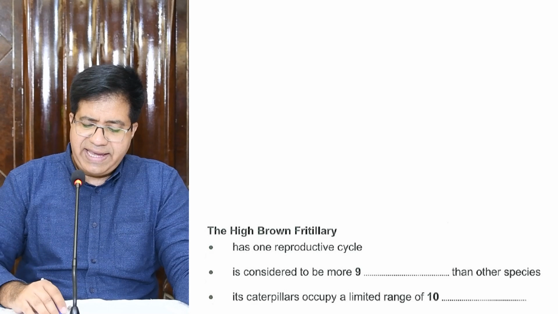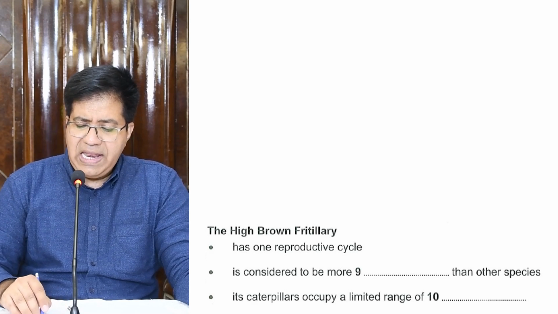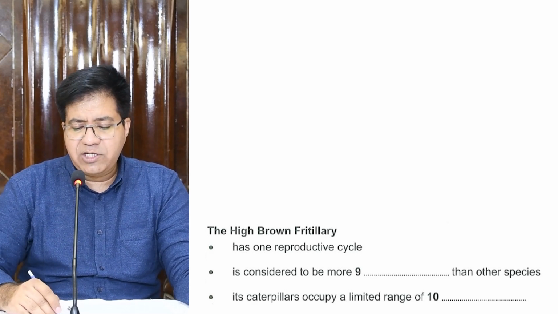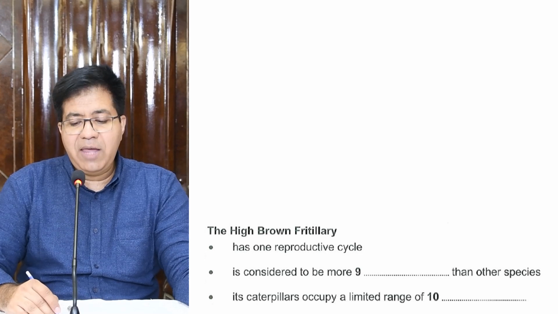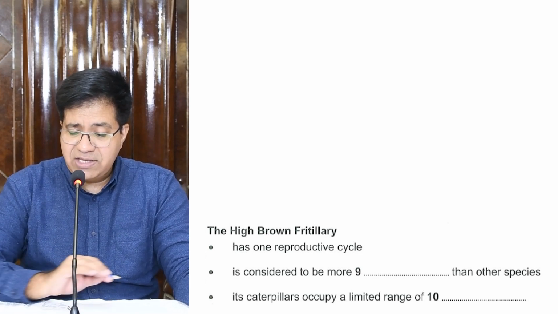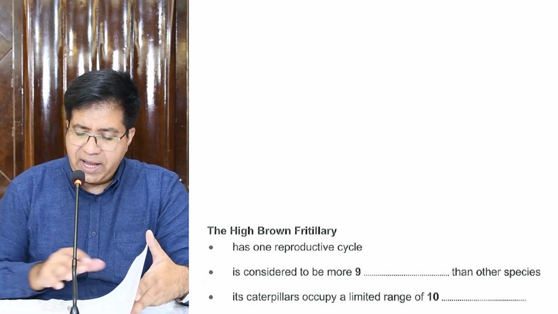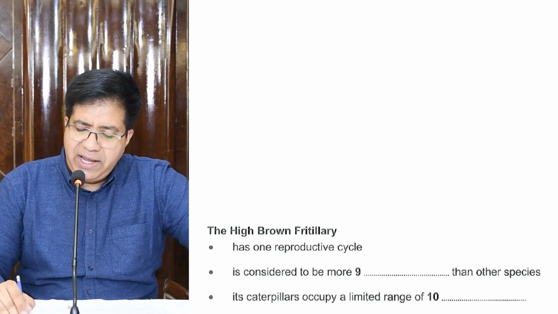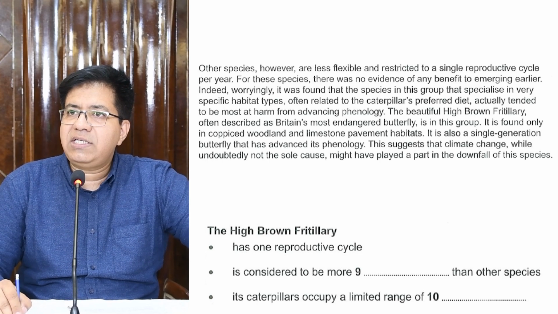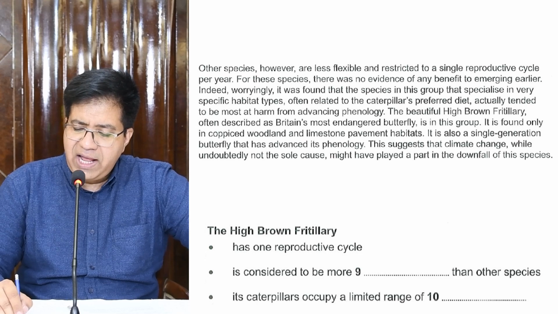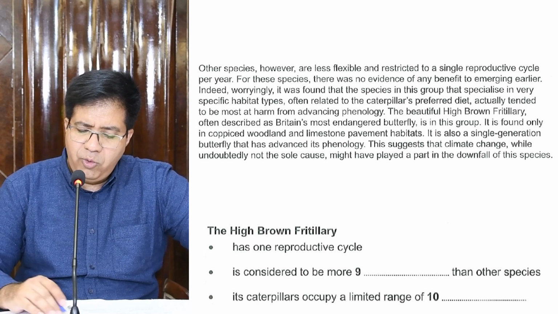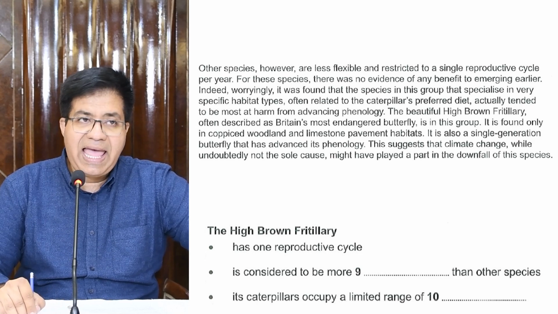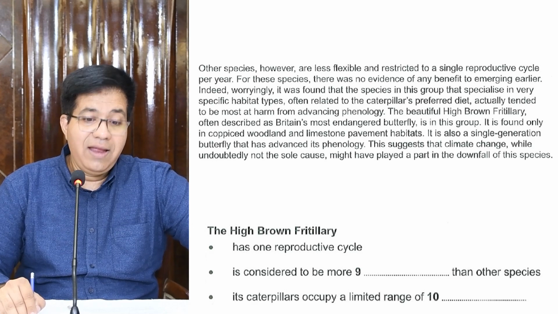Question number 10. Its caterpillars occupy a limited range of dash. Limited range. So its caterpillars, what do they mean by its? High brown fritillary. So caterpillars occupy a limited range of something. Alright, I'm reading after endangered butterfly is in this group. Found it? Okay, after endangered butterfly is in this group. It is found only in coppiced woodland and limestone pavement habitats. What is the answer? Habitats.